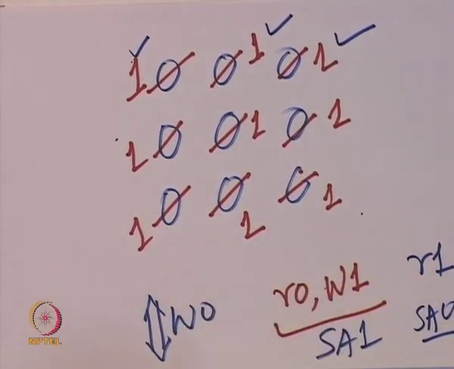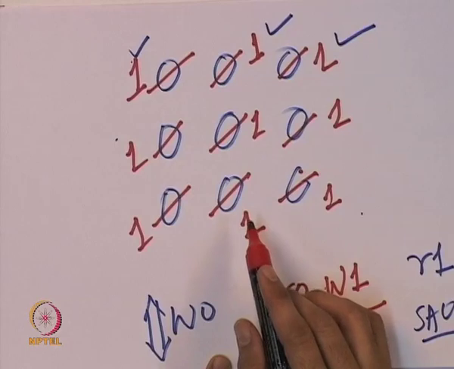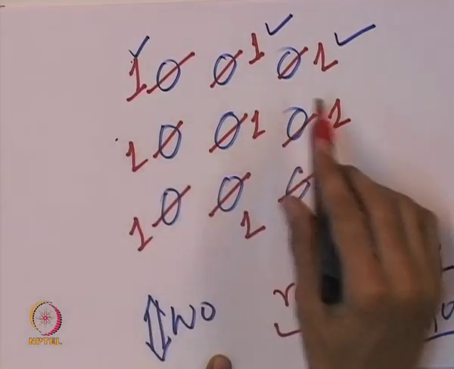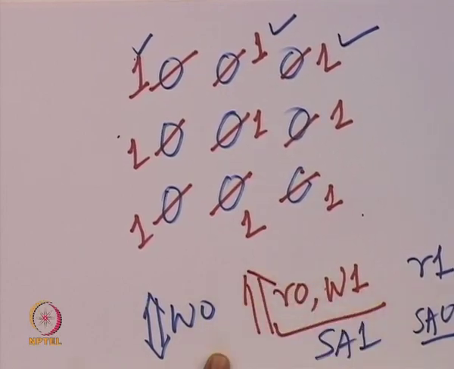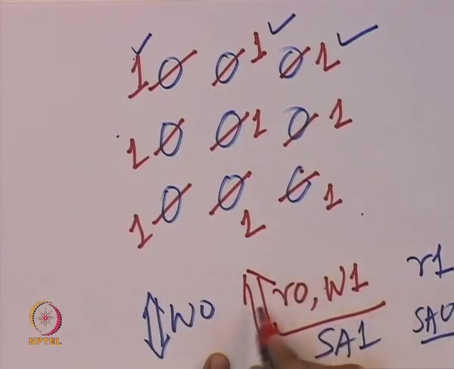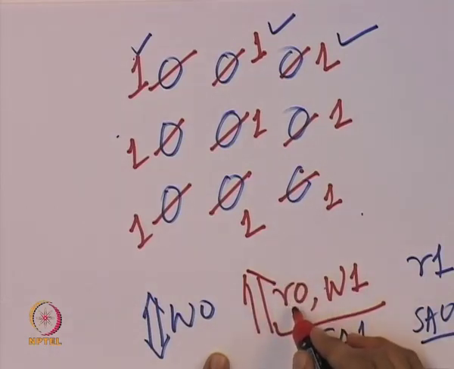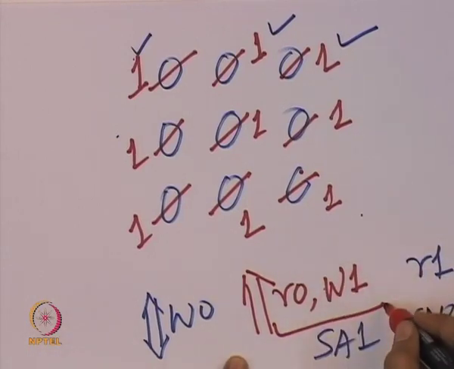Now how many operations? First you initialize this memory in all 0 states or all 1 states. Then in one order of address, maybe either from first to second last or last to first, you first read the earlier value, compare it with the earlier written value, and then change to the inverse value. So, read 0, write 1.